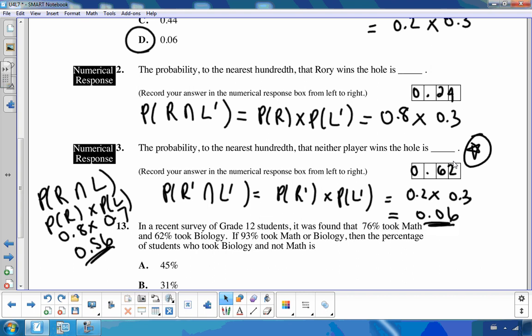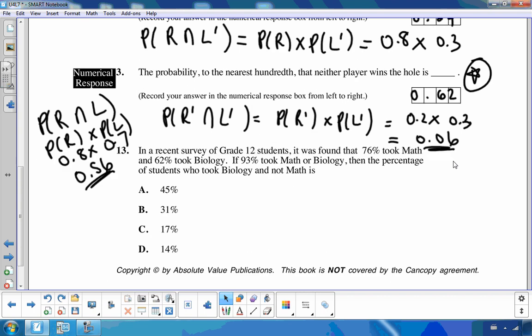So let's look at number 13. In a recent survey of grade 12 students, it was found that 76% took math, 62% took biology, 93% took math or bio. Then the percentage of students who took bio and not math is what? Okay, so I'm going to say 76 took math and 62 took bio.